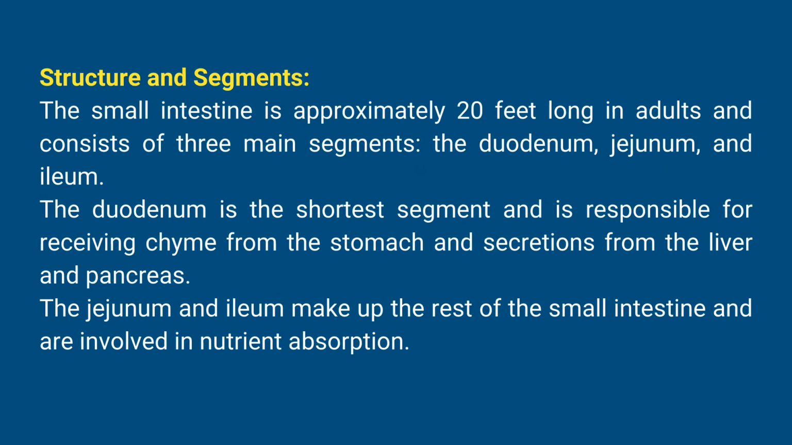Structure and segments. The small intestine is approximately 20 feet long in adults and consists of three main segments: the duodenum, jejunum, and ileum. The duodenum is the shortest segment and is responsible for receiving chyme from the stomach and secretions from the liver and pancreas. The jejunum and ileum make up the rest of the small intestine and are involved in nutrient absorption.